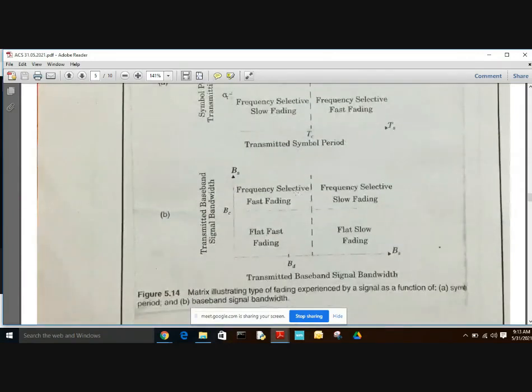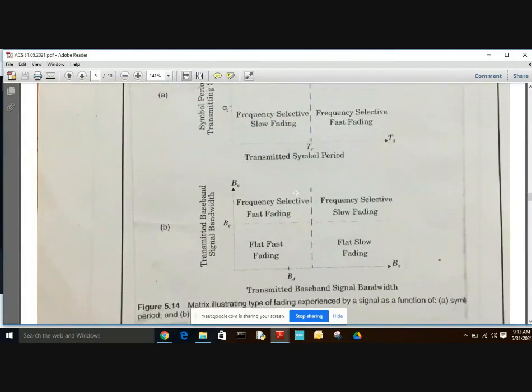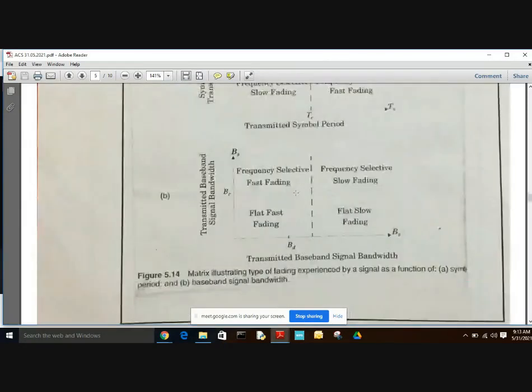Now, transmission bandwidth: the transmitted baseband signal bandwidth. We will now discuss fading corresponding to the bandwidth of the signal. Here Bs corresponds to the bandwidth of the transmitted signal and Bc corresponds to the bandwidth of the channel. If Bs is greater than Bc, we have frequency selective fading, and if Bs is less than Bc, that is, if the transmitted signal bandwidth is less than the channel bandwidth, we have flat fading.